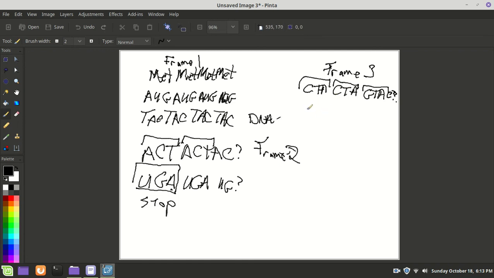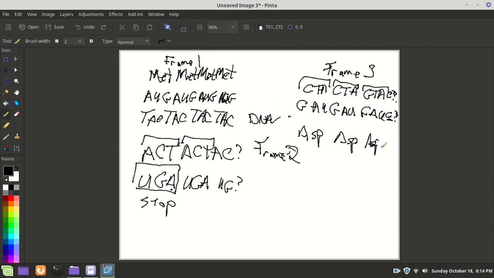Let's transcribe this though. So a CTA goes to a GAU in the RNA. GAU. We don't know about this one. It's a G, but we don't know what the last two are. But in this new reading frame, after the shift, that's going to code for the amino acid aspartic acid, ASP.